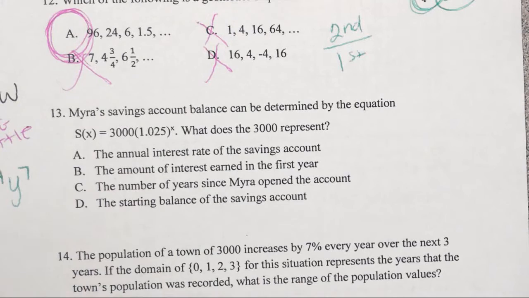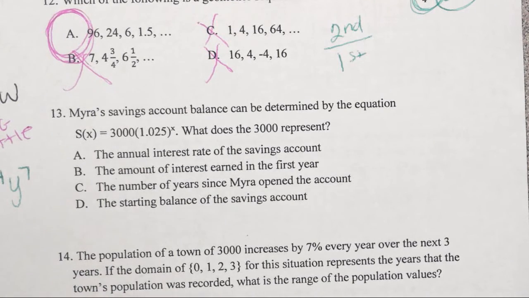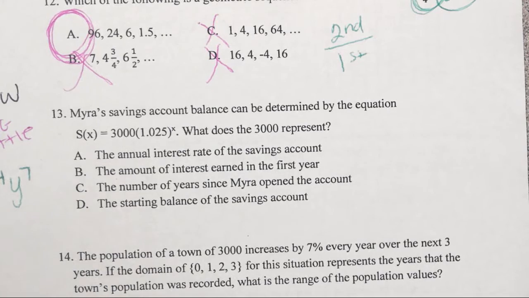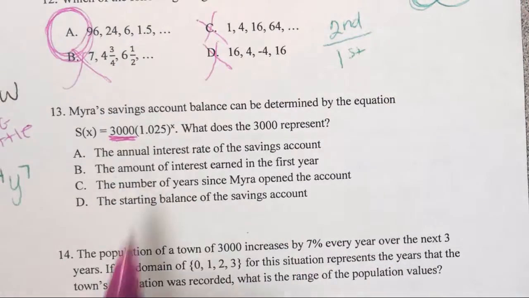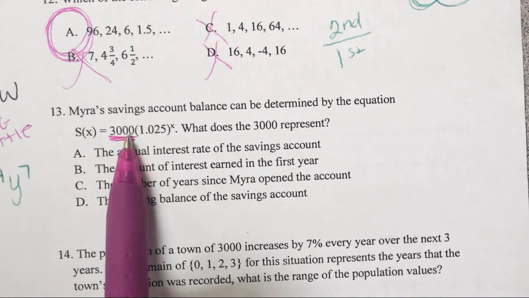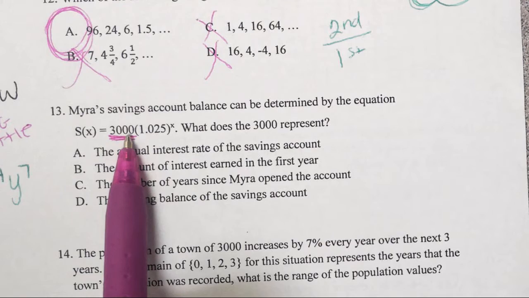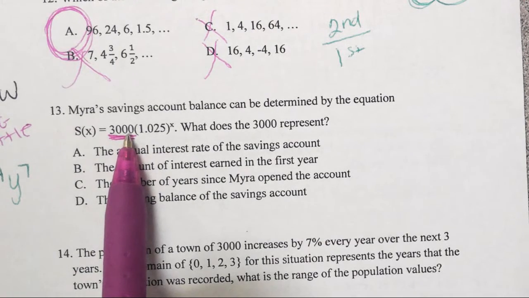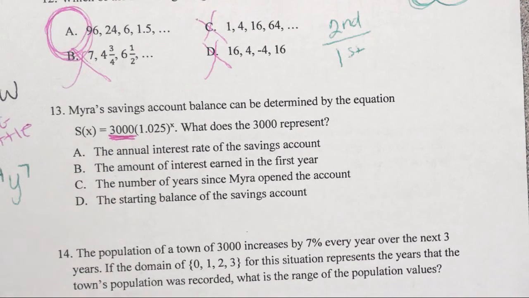Myra has a savings account balance that can be determined by the equation S of x equals 3,000 times 1.025 to the x. What does my 3,000 represent? What's my first number always mean? Your initial value. My initial value, my starting point. Which one of these has something about a starting point? D.